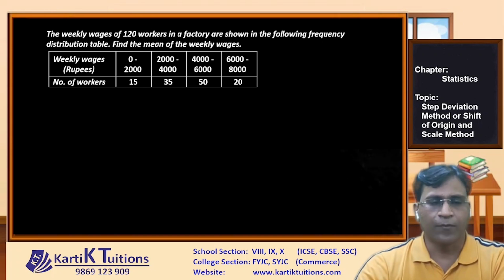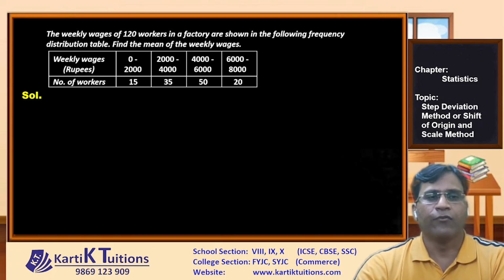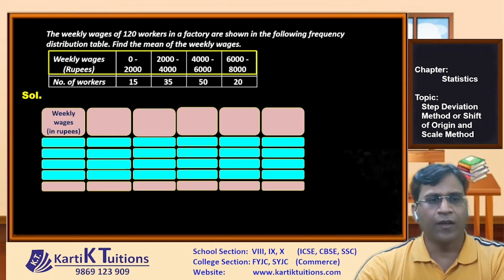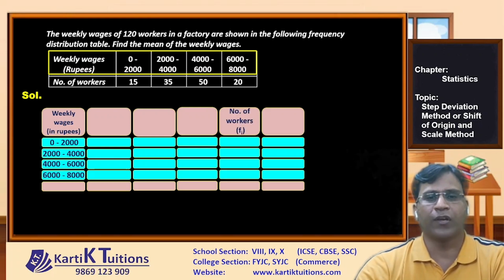Now let's start with the sum. Now first we'll prepare a table with 6 columns. The first column will be for the classes, that is weekly wages. Now copy the classes as it is given to us. Then the second column will be for the frequency.